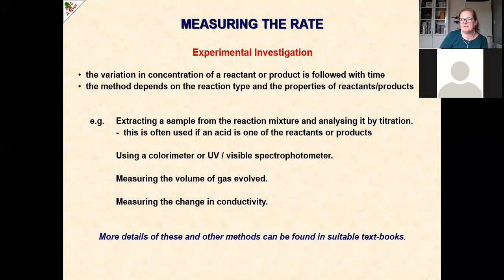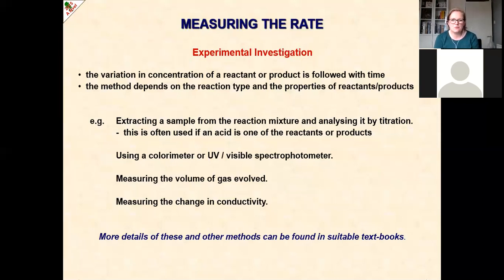And you can do quite similar things with titrations as well. The massive issue with them is they're not the most reliable. We're using human error and things, but then you would repeat it multiple times, changing the temperature or changing the pH or changing concentration. But it all depends really on the type of reaction that we're doing and the properties of the reactants or product. So an example could be extracting a sample from a reaction mixture and analysing it by titration.